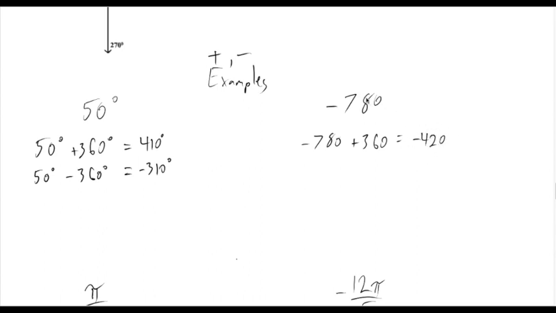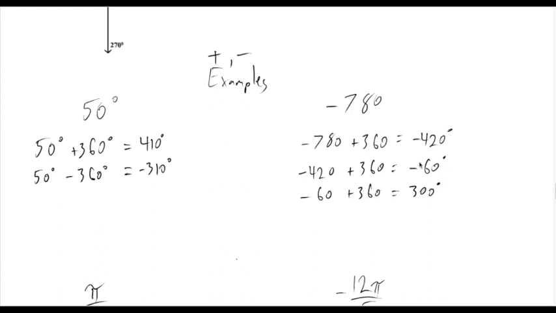They both are going to share the exact same location. But since I'm trying to find a positive, I need to take that negative 420 and add 360 again to try to get it closer to its positive side. And again, I fall short. I'm at negative 60. So I can do it one more time. I can take that negative 60 and add 360 again. And this time I get out 300 degrees.